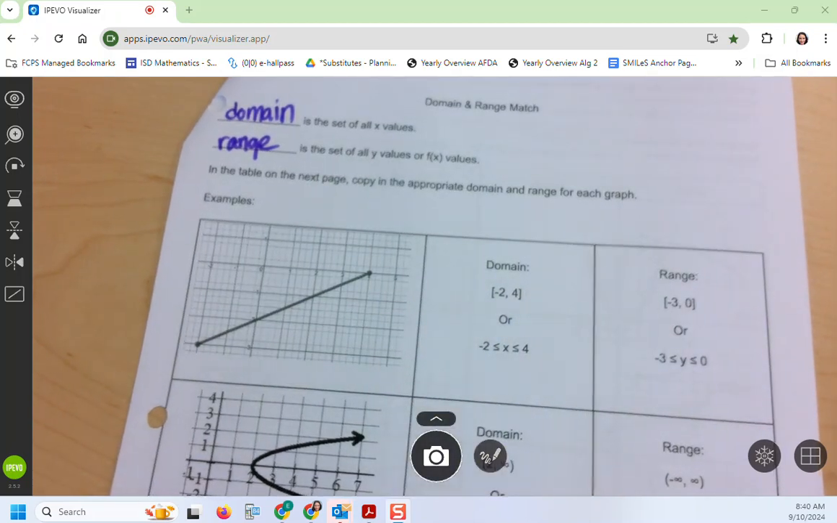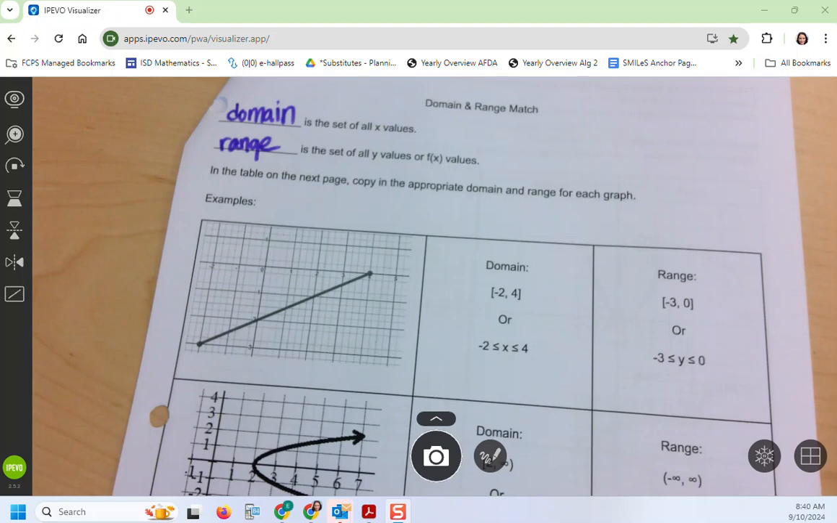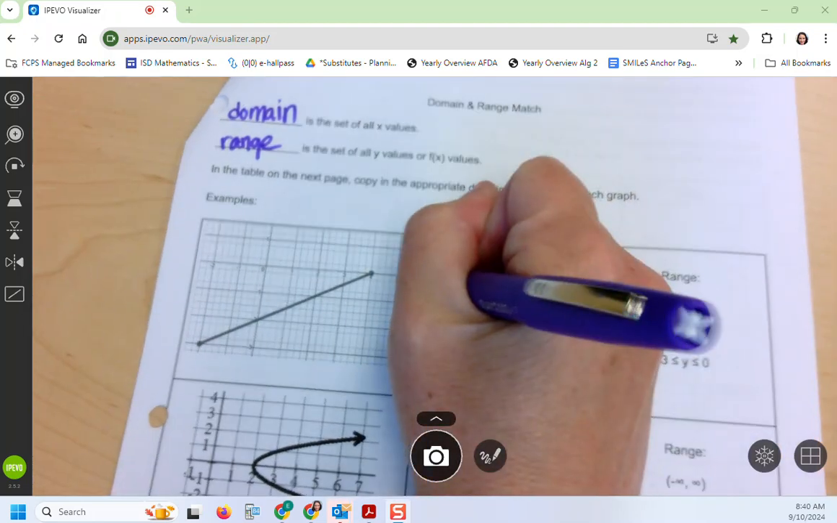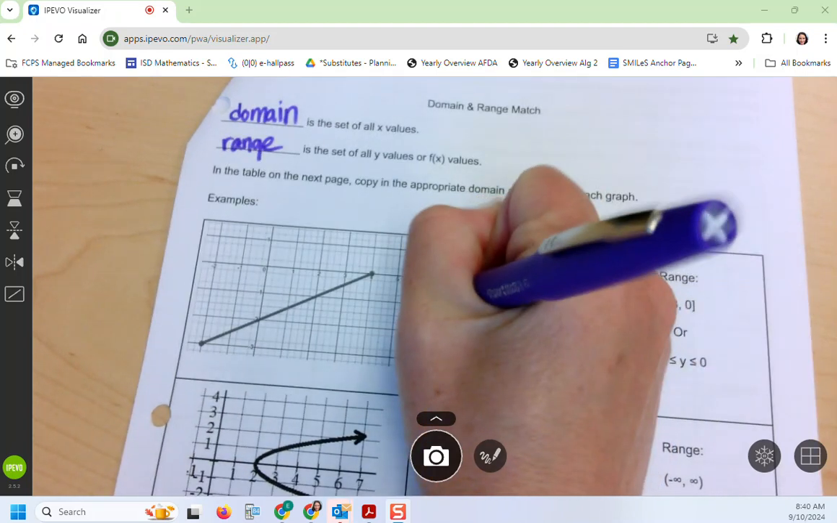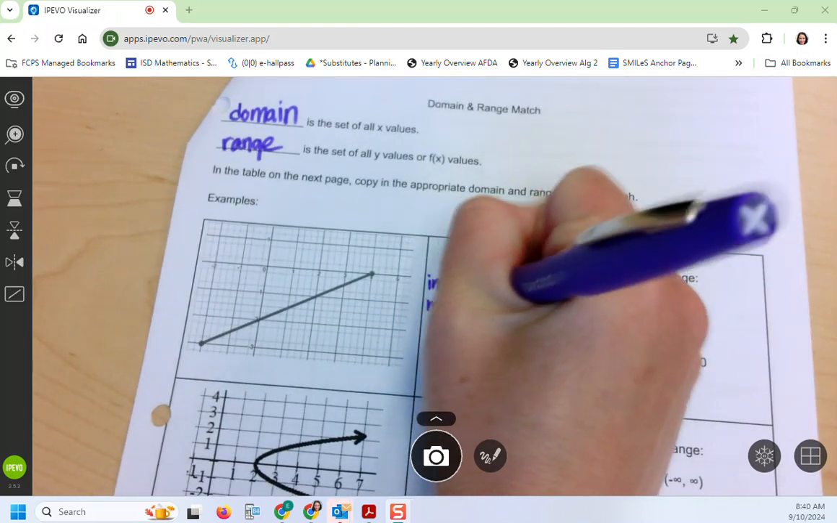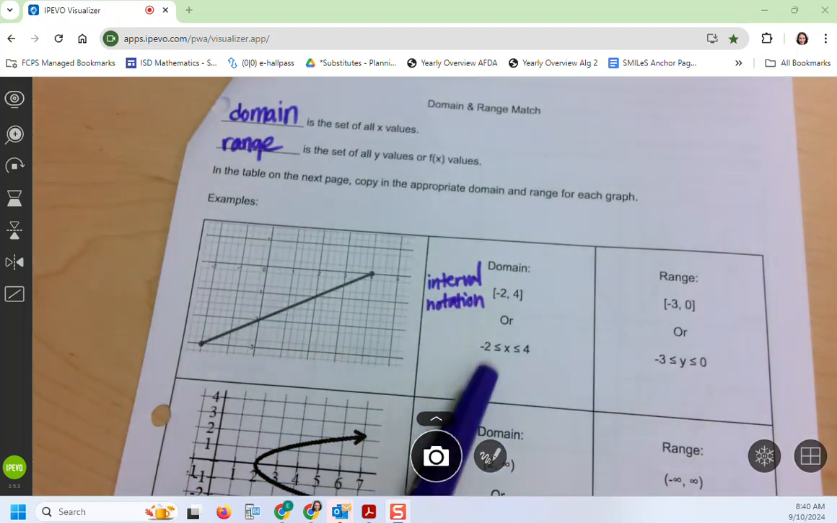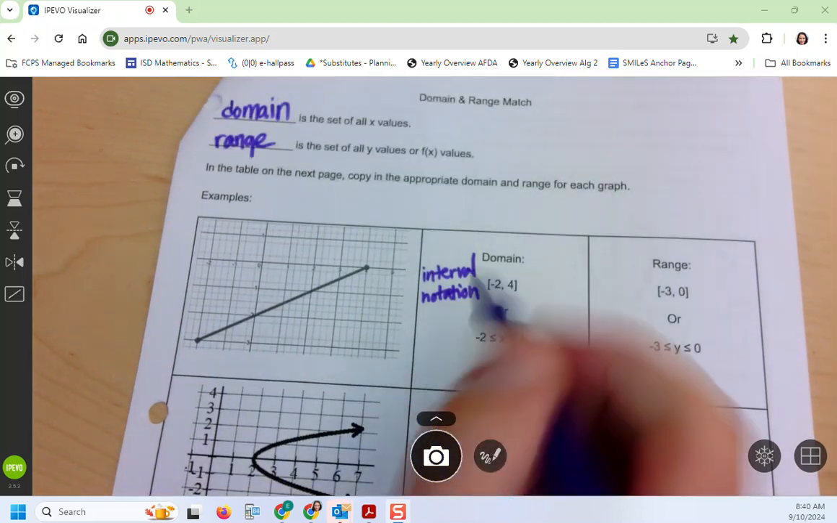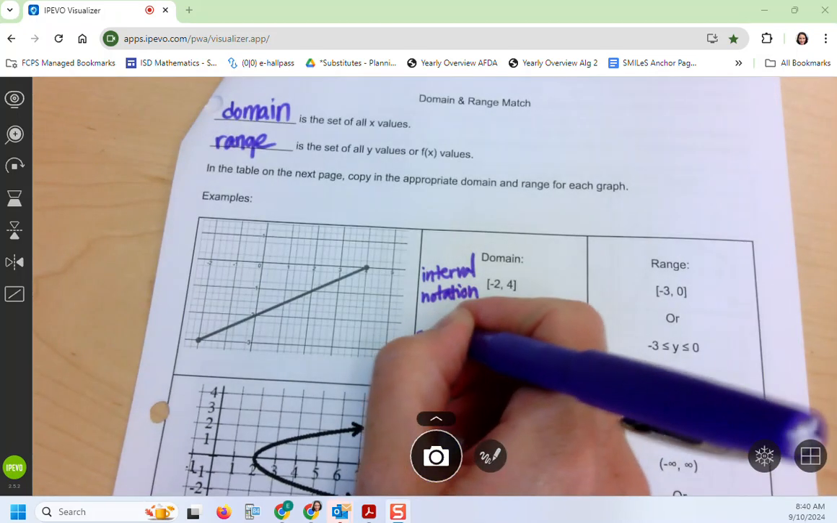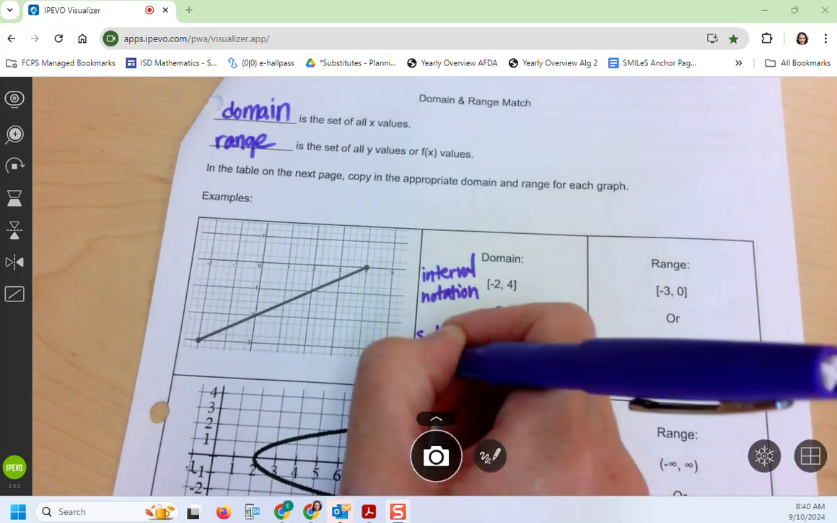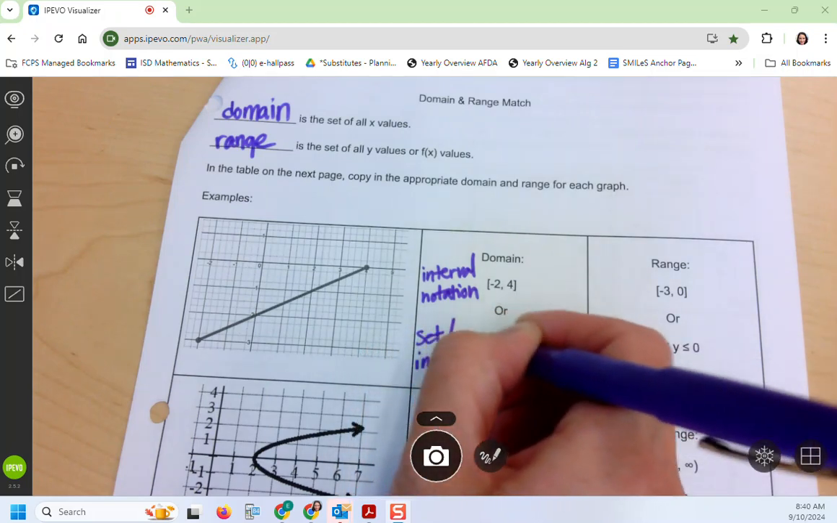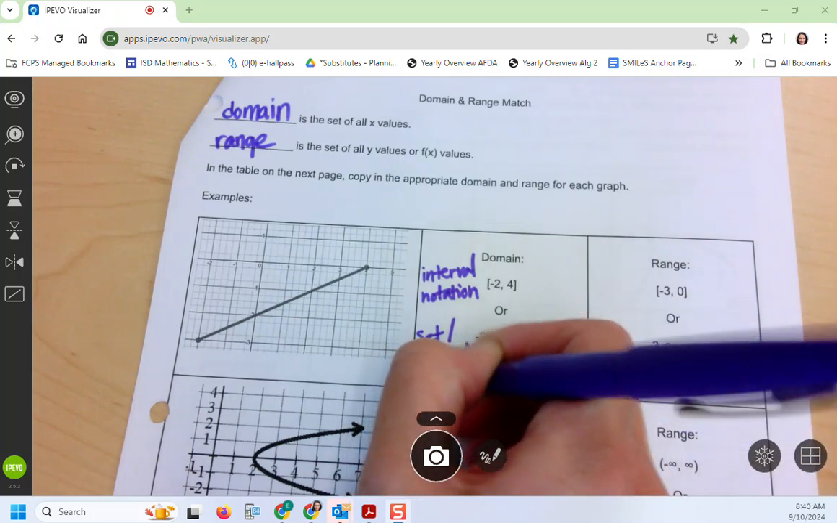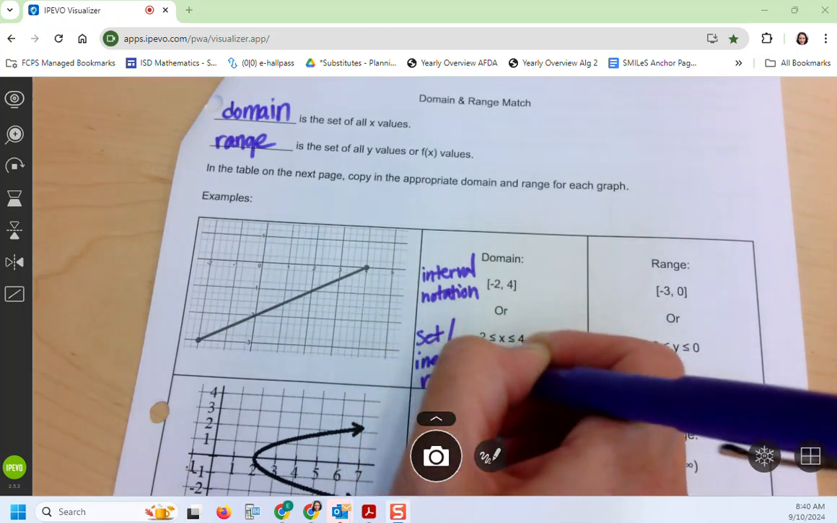This is interval notation. And this one is sometimes called set and sometimes called inequality notation. Set/inequality notation. It's two different ways to write the same thing.